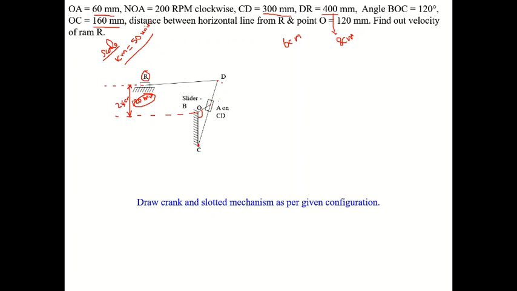So take your compass. Keep one end on D and take 8 centimeter on the compass, and cut the 8 centimeter arc on the reference line. This 8 centimeter arc from D on the reference line, that cutting point is R. Now we have completed the space diagram.